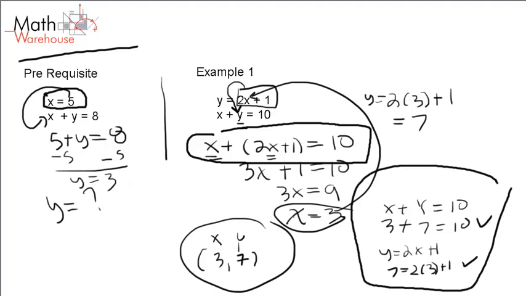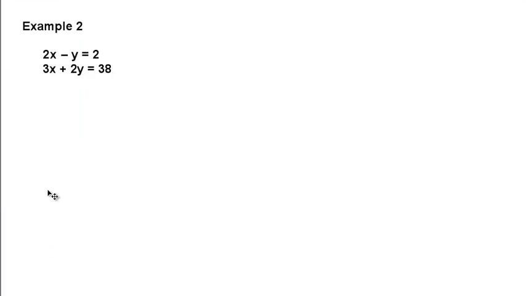Okay, so let's try the same approach with another example. 2x minus y equals 2, and 3x plus 2y equals 38. Now, the idea with substitution is we want to be able to replace a y or an x with an expression. And it's not as straightforward as the prior example. But what we want to look for is, can we rewrite either equation as y equals some stuff or as x equals some stuff? Because if we can, then all we do is take wherever we see a y in the other equation and put the stuff.